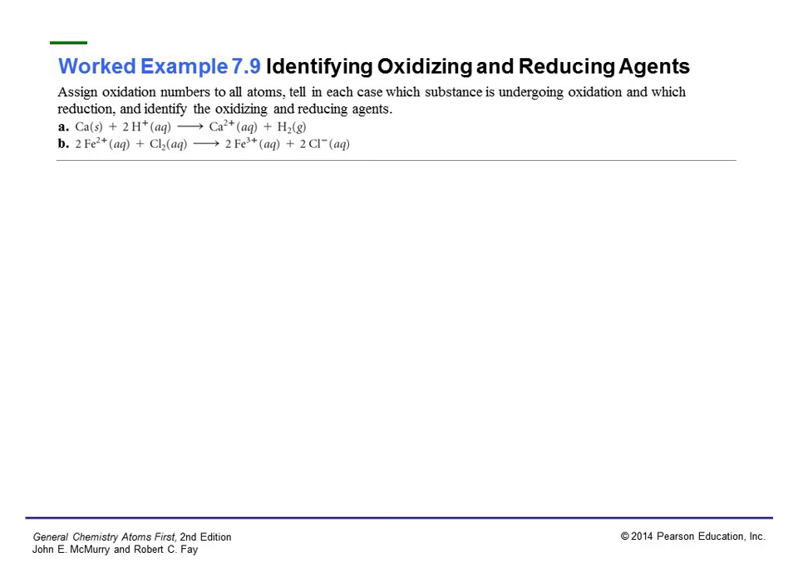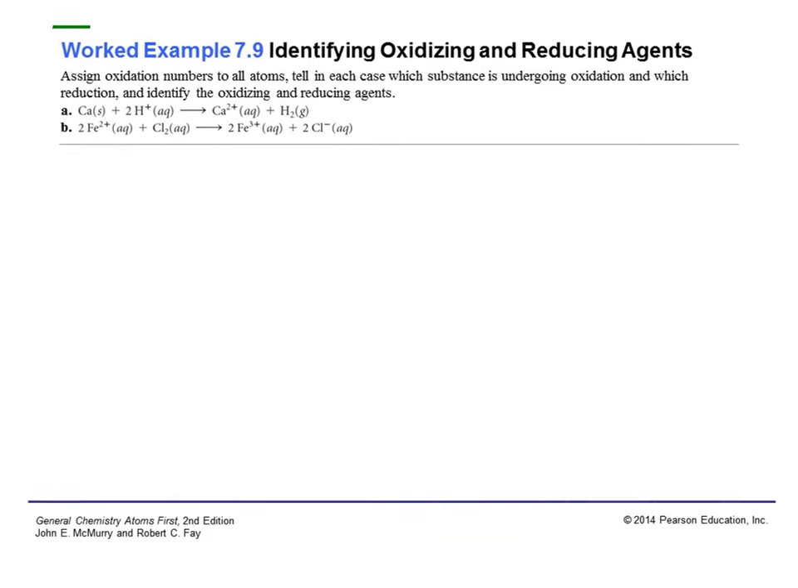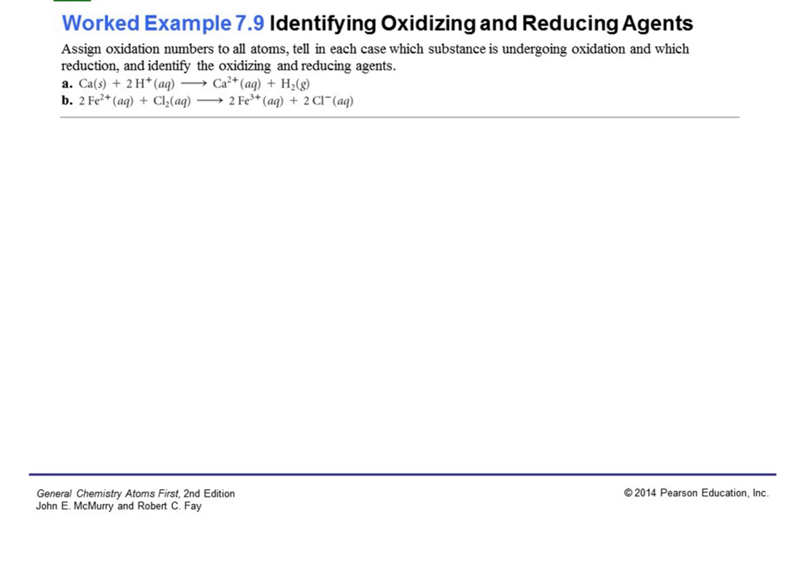All right, identify the oxidizing and reducing agents in each of the following reactions. Well, this first one is so easy it's almost insulting. First thing we want to do is assign oxidation numbers to everything.